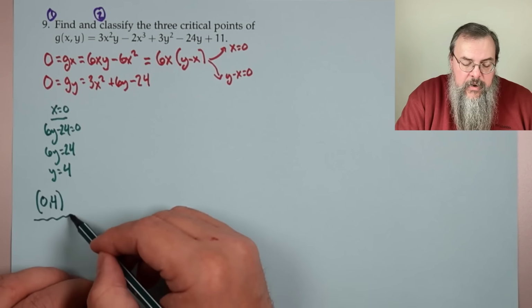We'll put a little squiggly line just to remind ourselves that that's there. Now, y minus x equals 0, we could also describe as y equals x. Go to our second equation. Since y equals x, we can replace y by x. So this becomes 3x squared plus 6x minus 24 equals 0. Now everything has a 3, so let's divide out: x squared plus 2x minus 8 equals 0.